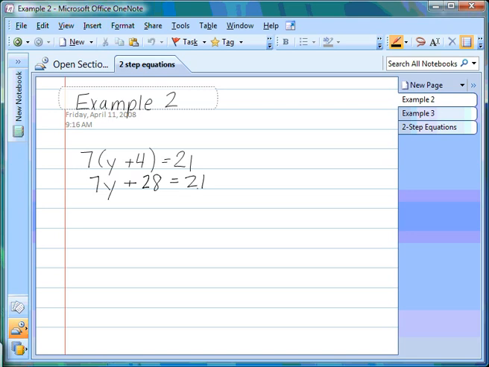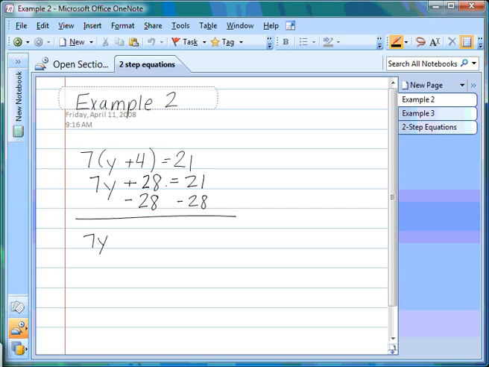Now we have a two-step equation. So the first thing we need to do is get rid of the addition and subtraction portion. So we have plus 28 here. Therefore, the inverse is to subtract 28. Working from left to right, we bring down our 7y. The 28's cancel out. We bring down our equal sign, and 21 minus 28 is negative 7.